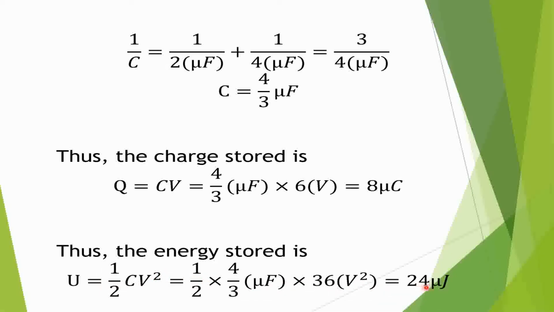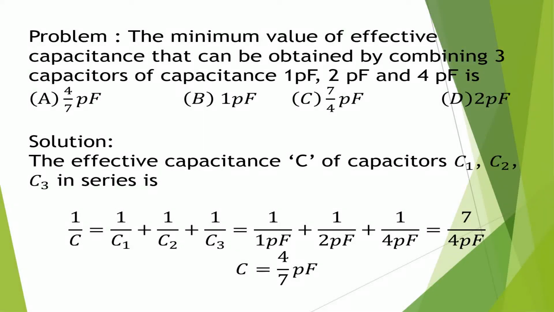Let's look at the next problem. The minimum value of effective capacitance that can be obtained by combining 3 capacitors of capacitance 1 picofarad, 2 picofarad and 4 picofarad is. Now the important thing is we need to find out the minimum value. If you connect the capacitors in parallel, these 3 values will be added up. If you connect them in series, then we will have addition of the inverse, which is what is shown here. So we get the minimum value when we connect them in series. If you just plug in the values, we get C is equal to 4 by 7 picofarad.